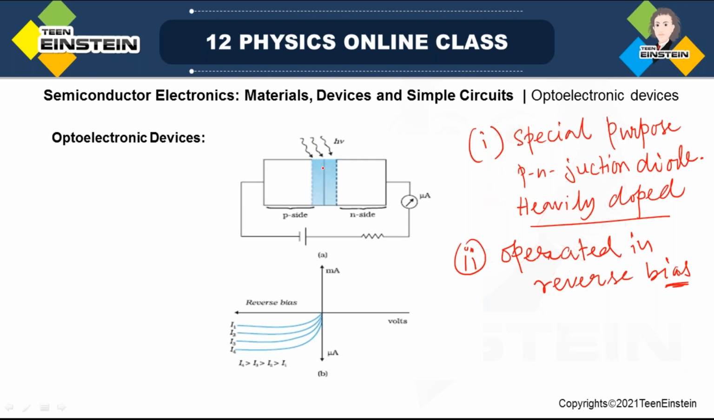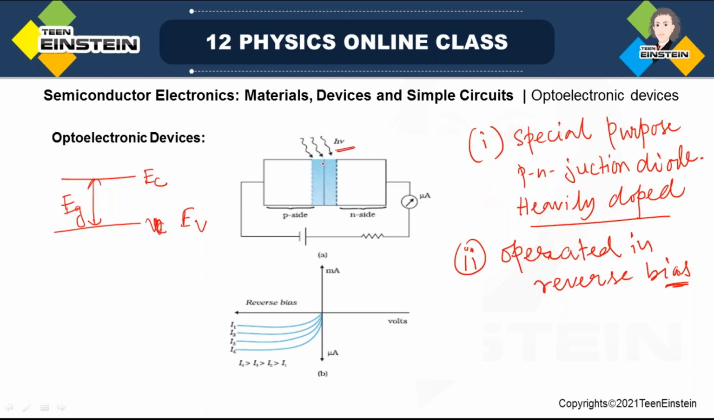So when such a diode is illuminated by a photon or light having energy h nu, if this energy is greater than the band gap, I hope you remember: semiconductor materials have a conduction band with energy EC, then a valence band with energy EV, and the gap between them is called the band gap, and its energy is denoted by Eg.